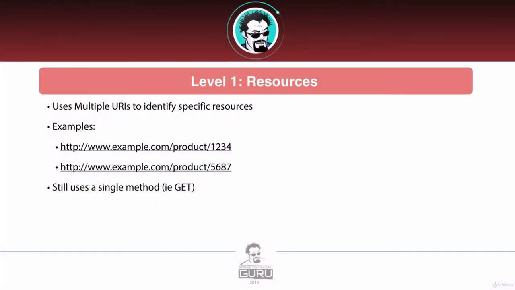Next is going to be level 1, and this is resources. So this is using multiple URIs to identify specific resources. So this is a very important distinction. So here we have URLs where we are going to have the domain and then /product and then a product ID. So through this URL, we are going to get product 123 or product 5687. And this allows us to structure the URL/URI to get a specific item. Very important thing, so that we're setting up the concept of resources. In level 0, specific resources don't exist. It's not tied to the URIs at all.